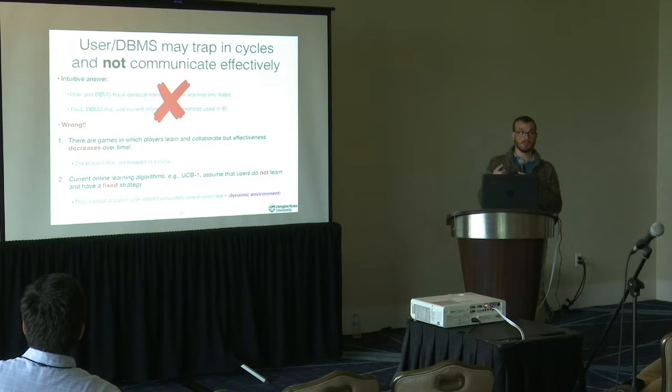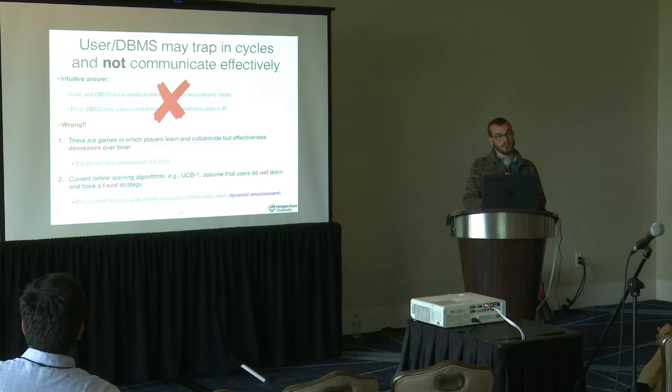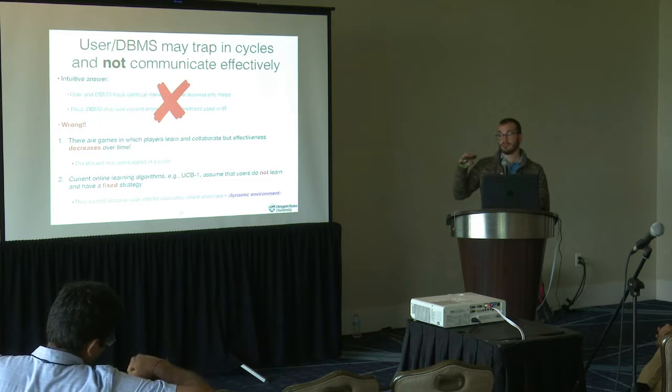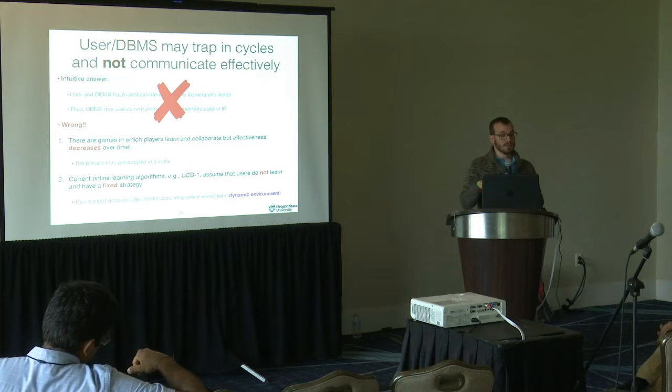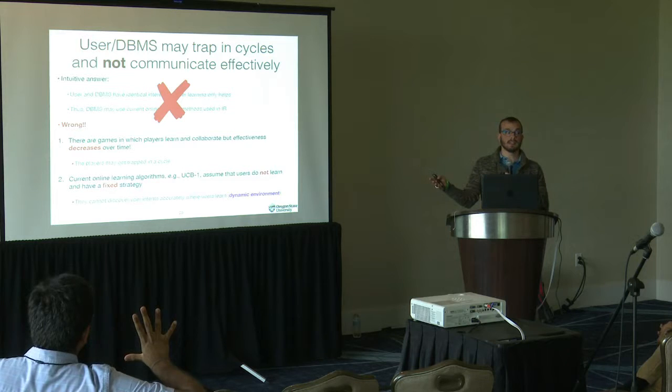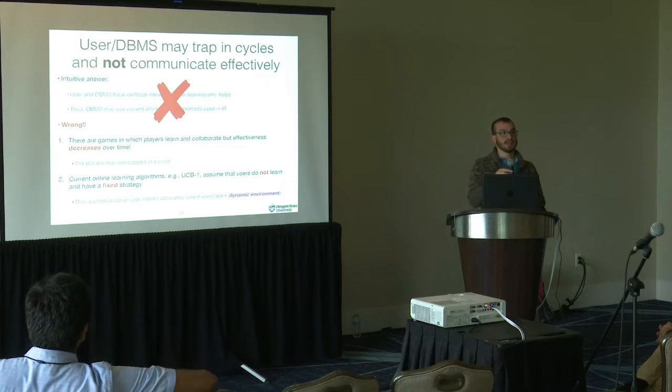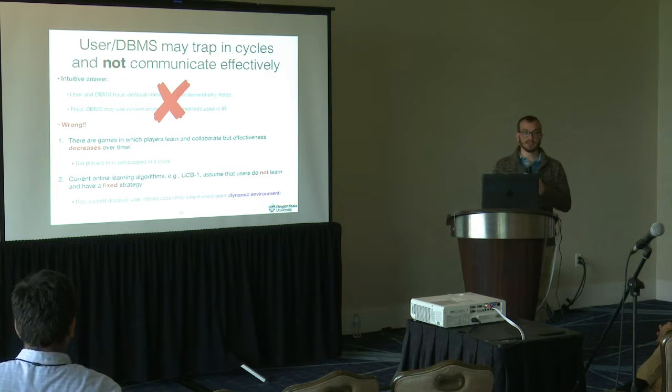There's a couple of different reasons. One is there are many games in which players learn to collaborate. Both of the players are learning and collaborating. However, the payoff is actually going to decrease over time. Okay? That's because these players can get trapped in a cycle. And then the current learning algorithms actually assume that users don't learn and they have a fixed strategy. So when they're submitting a query, they're going to always want the same thing for it. And what this leads to is that these algorithms can't actually discover new intents, and so they can't adapt in a dynamic environment when the user is learning.